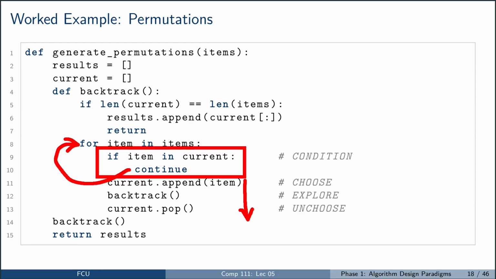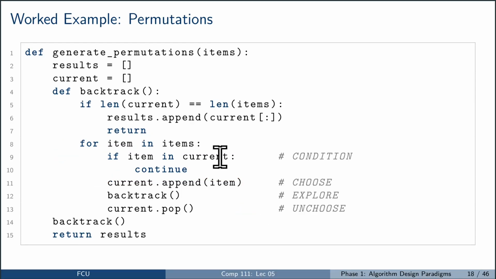So everything else is unchanged. The only thing that was new is this condition, lines number 9 and 10, that we added. And we are now choosing the items selectively in our current solution. Choose, explore, and unchoose, and you do that based on a condition. So basically, this entire template, the skeleton, remains very, very similar. The only things that changed were the choices.